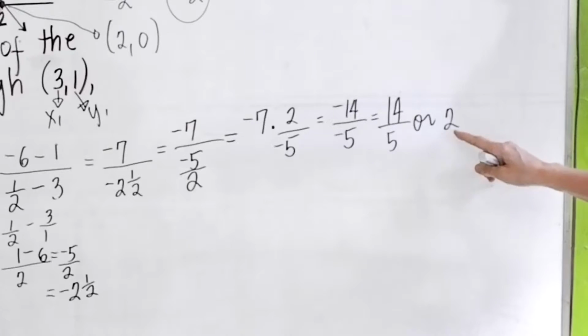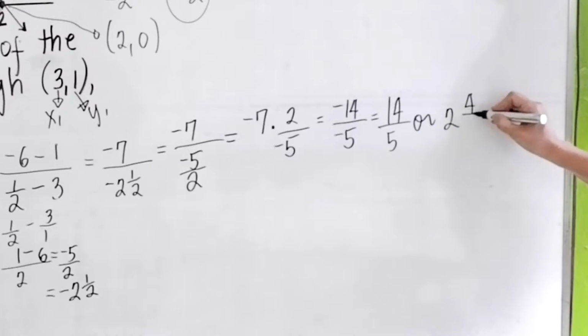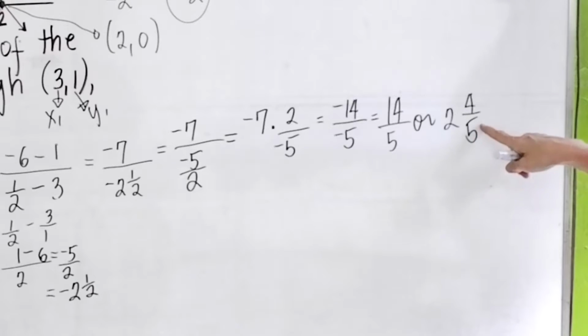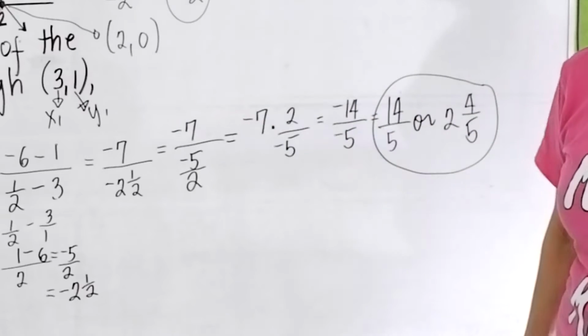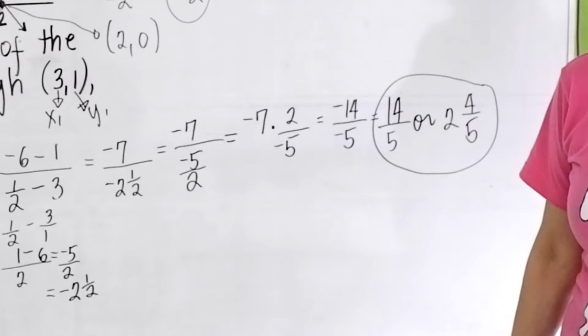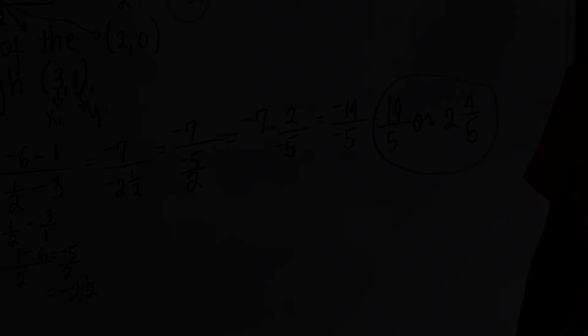2 and 4/5. Let's check. 5 times 2 is 10, 10 plus 4 is 14. So this is now the slope of the problem in the second example. Let's move on to problem number 3.